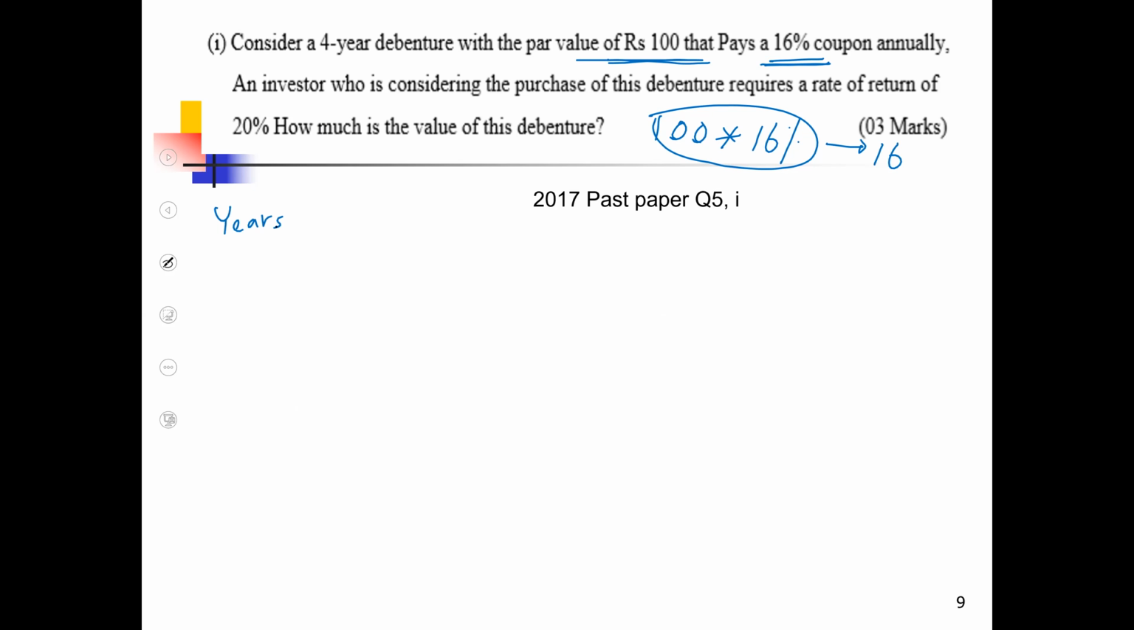Then cash flow, cash receivings. Year 1, they are going to receive the 16 coupon interest. Year 2, they are going to receive the 16 coupon interest. Year 3, they are going to receive the 16 coupon interest. Year 4, they are going to receive the 16 with the face value. Face value is 100.